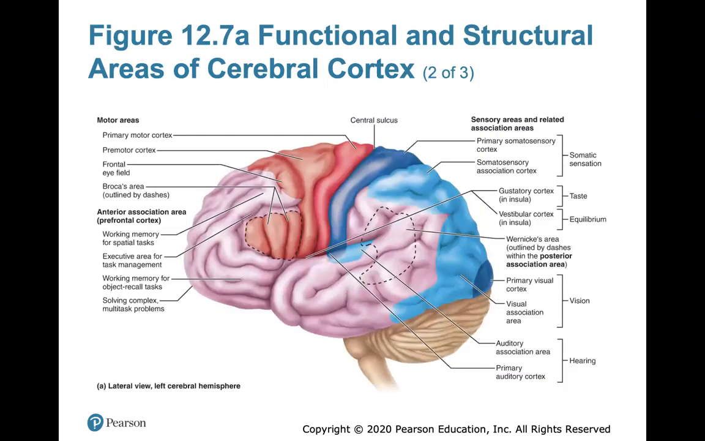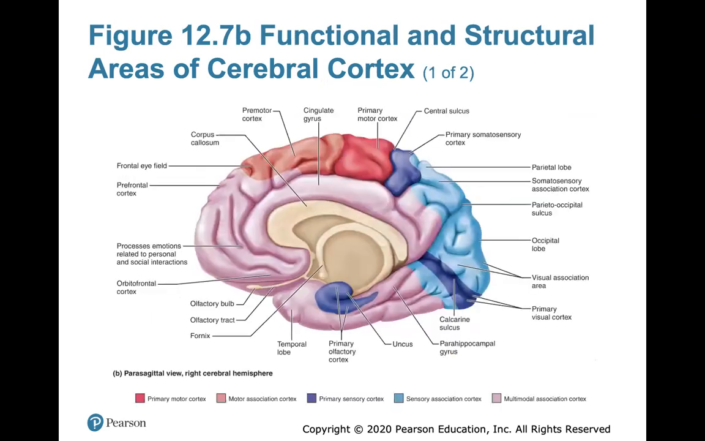And again, here are the functional and structural areas of the cerebral cortex. Here's a look at a mid-sagittal or parasagittal view. So if we were to cut the cerebrum in half, to look at where some of these areas are located, if we were to look at the inside of the brain.